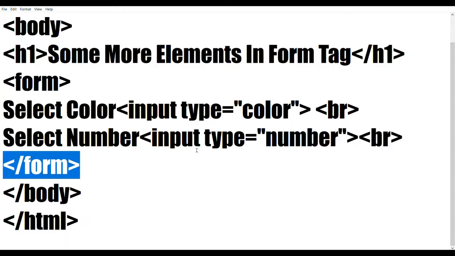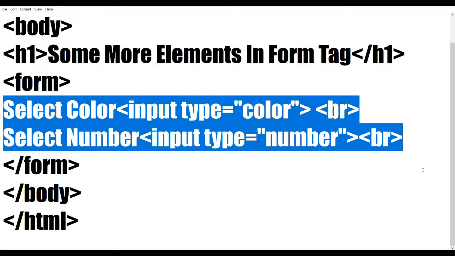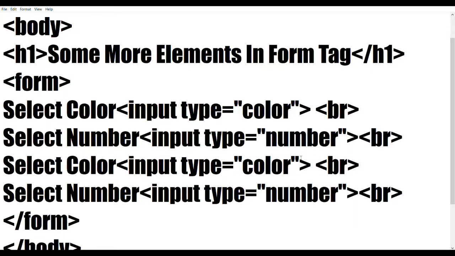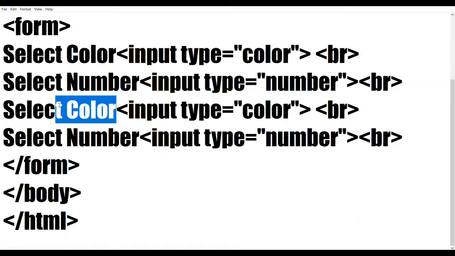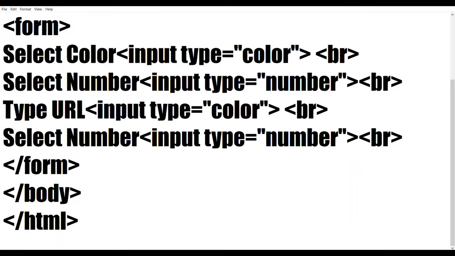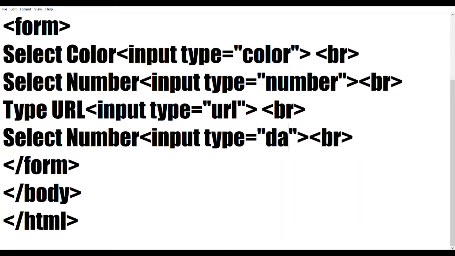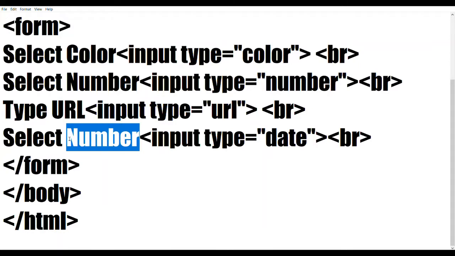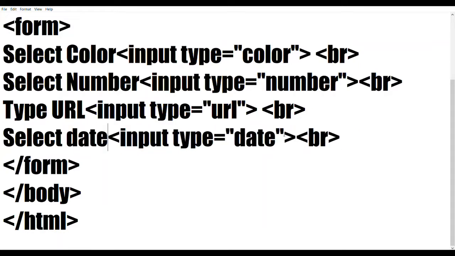Friends, now copy this both. Now in the first one type URL and choose input type URL. Remember that do not use capital letters in input type. So I am typing a URL, and here type date, select date. This element is used to select a date.